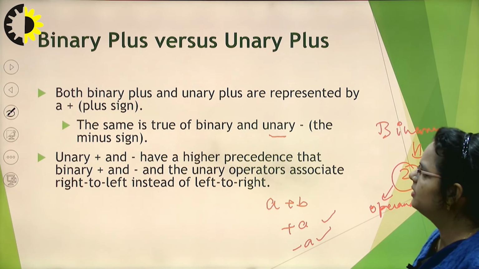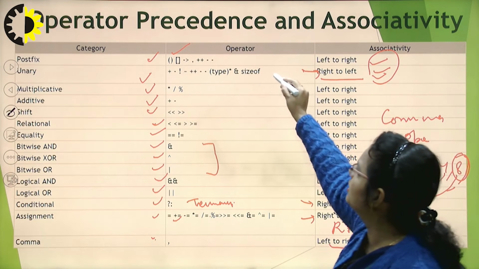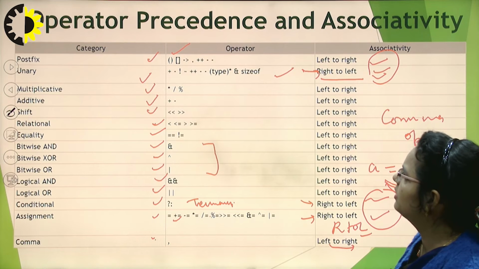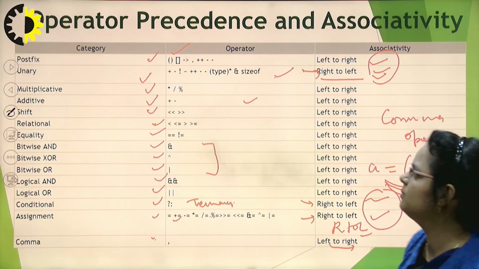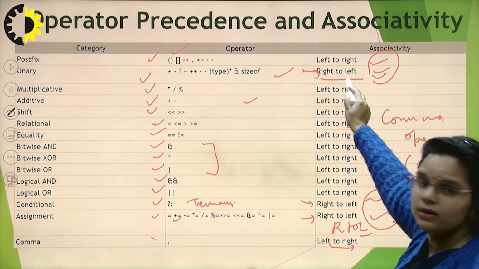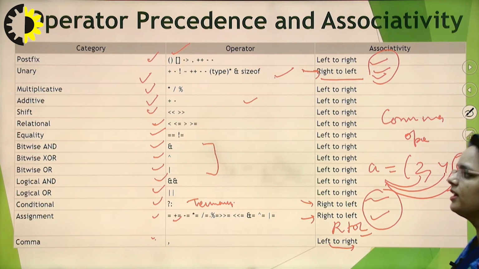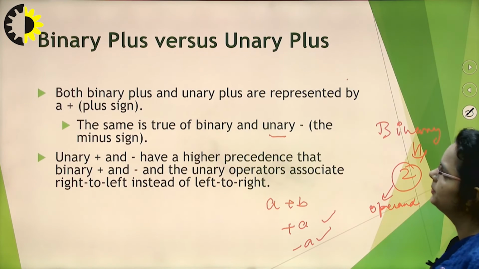Let us check. See, where are the unary operators? Unary operators have the highest precedence as compared to the binary operators. See, these are the binary addition. So unary has the highest precedence, and we have already discussed the unary operators, conditional and assignment. Unary has right to left associativity, and binary has left to right associativity.